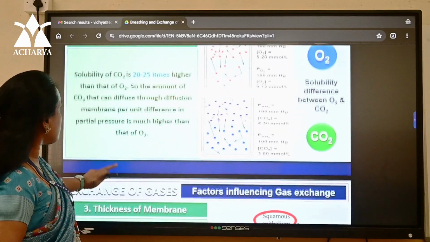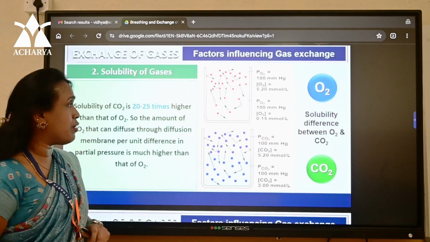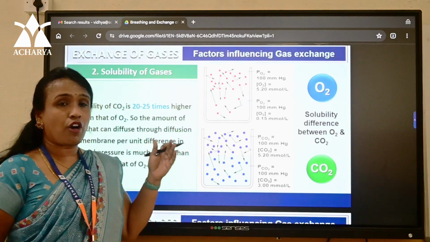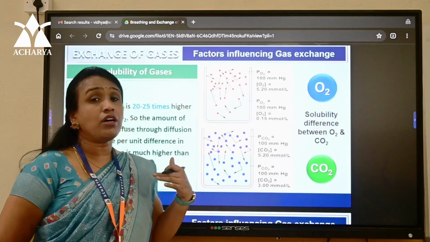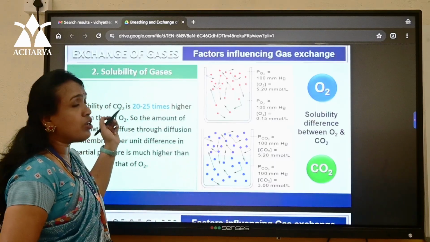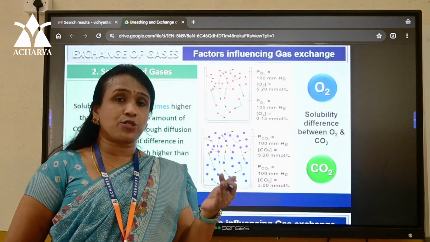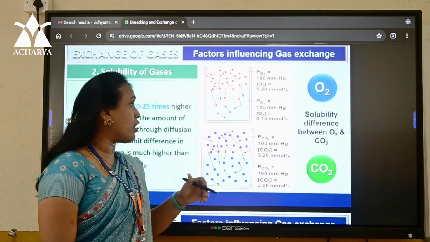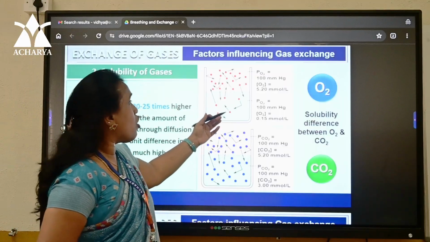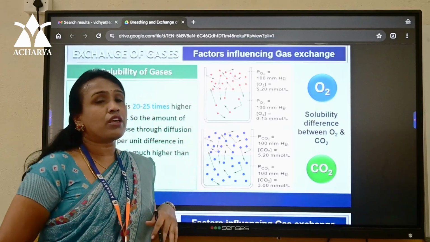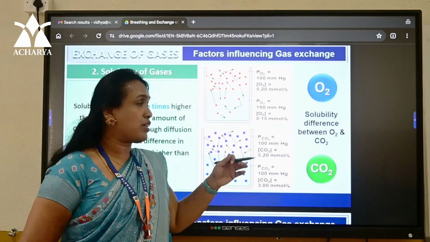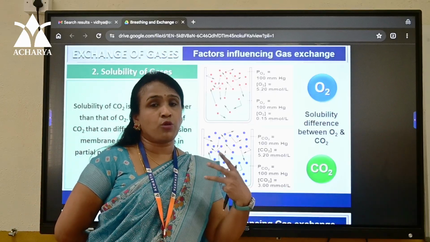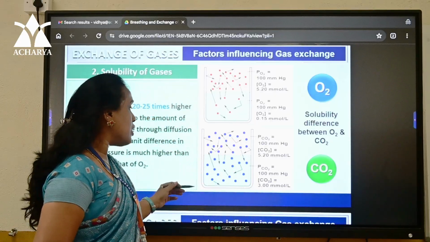Then solubility. The next very important criterion is the solubility of carbon dioxide and oxygen in water. As we said, the solubility of carbon dioxide is 20 to 25 times more than the solubility of oxygen. If we see in the diagram, oxygen dissolves very slowly in water in the given time as compared to carbon dioxide. That means water has a higher ability to dissolve carbon dioxide.